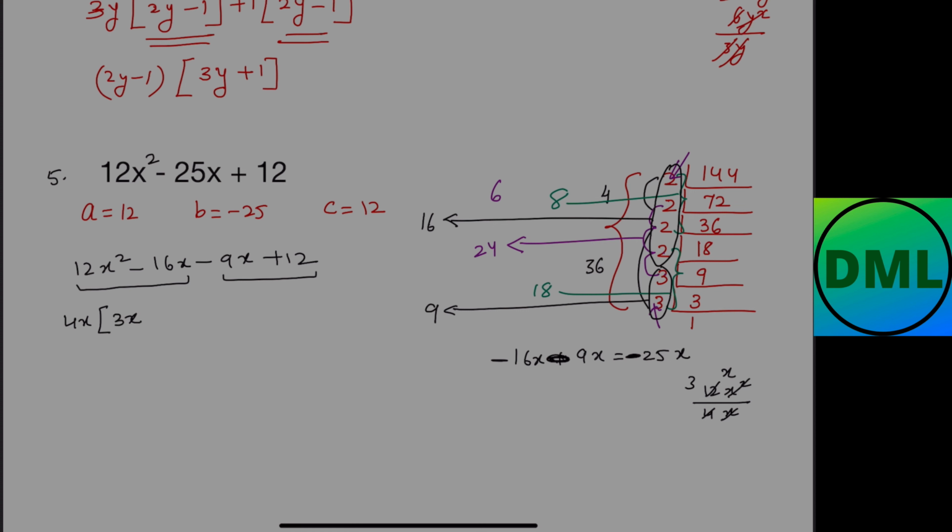Out of negative 16x, 4x is outside. x got cancelled. 4 got cancelled with 16, which is 4. You are left with negative 4. Let's write down negative 4 here.